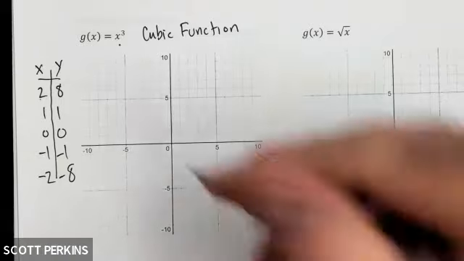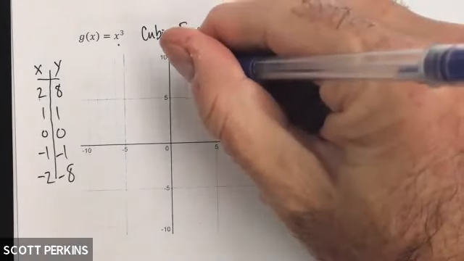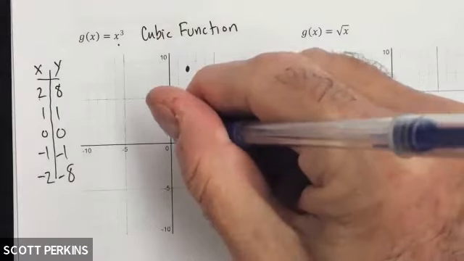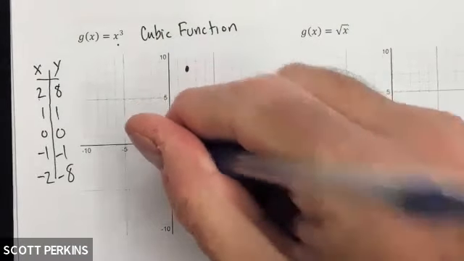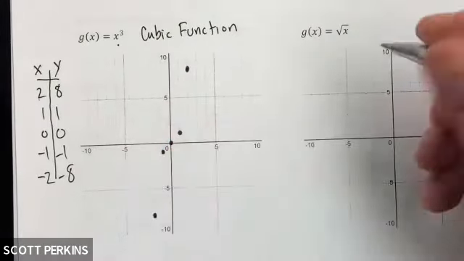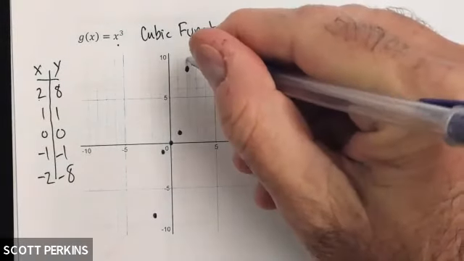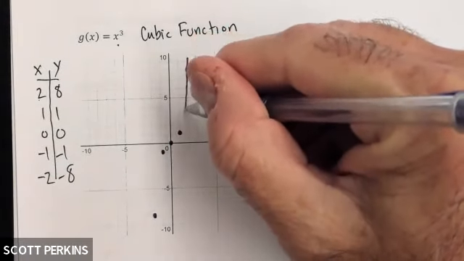So I'm going to plot these points. We've got 2 and 8, so that's going to be right there, and 1 and 1, and 0, 0, and -1, -1, and -2, -8. The cubic function kind of looks like a river when you're looking at it from space.